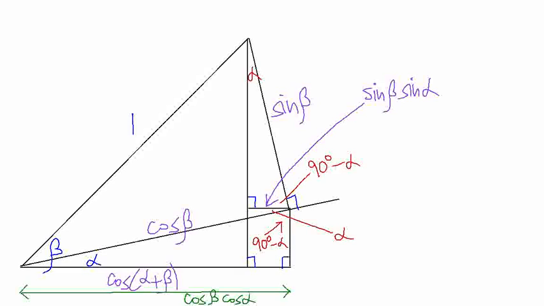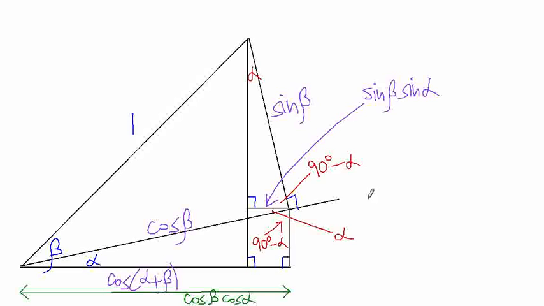Okay, now the length that I've written in green there at the bottom, can you see that if I subtract the last length I determined, sine beta, sine alpha, from that green length, I get the cosine of alpha plus beta?